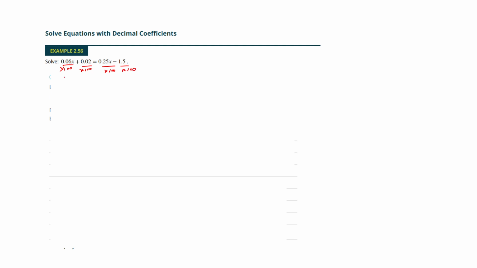So just like we cleared out fractions, we're going to do the same with decimals. Now they're doing the same thing. It looks a little different, so I'm going to go ahead and show us. If we multiply through here, we'd get 6x plus 2 equals 25x minus 150. So I'm moving every decimal place over 2 spots because I'm multiplying by 100. Now here's the beauty of this. Once we get this far, we've got all the decimals cleared, and we can start solving.